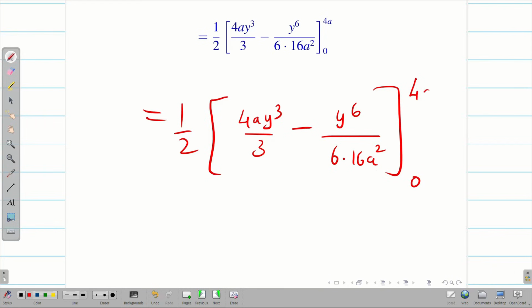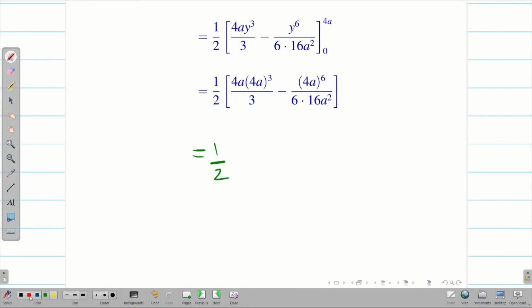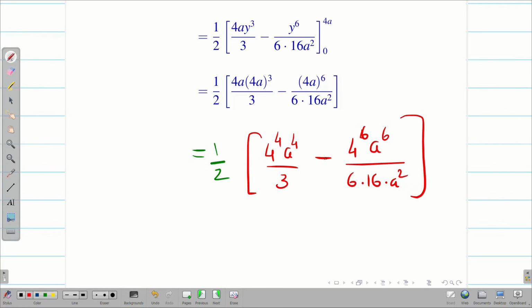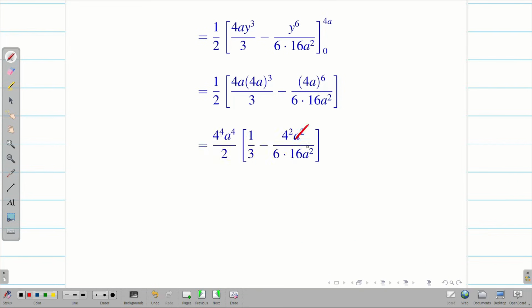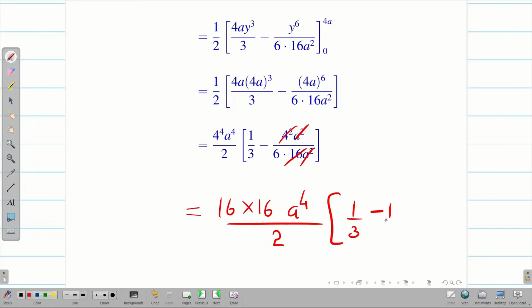Now lower limit is 0, upper limit is 4a. Now simplifying this, we will be getting 1 by 2, 4 power 4, a power 4 divided by 3 minus 4 power 6, a power 6 divided by 6 into 16 into a square. Now I can take a power 4 outside in common. So it is going to be a power 4 by 2, 4 power 4 by 3 minus 4 power 6 into a square by 6 into 16 a square. A square gets cancelled. 16 gets cancelled. 4 power 4. So 4 square is 16. 16 into 16 a power 4 by 2. This is going to be 1 by 3 minus 1 by 6.